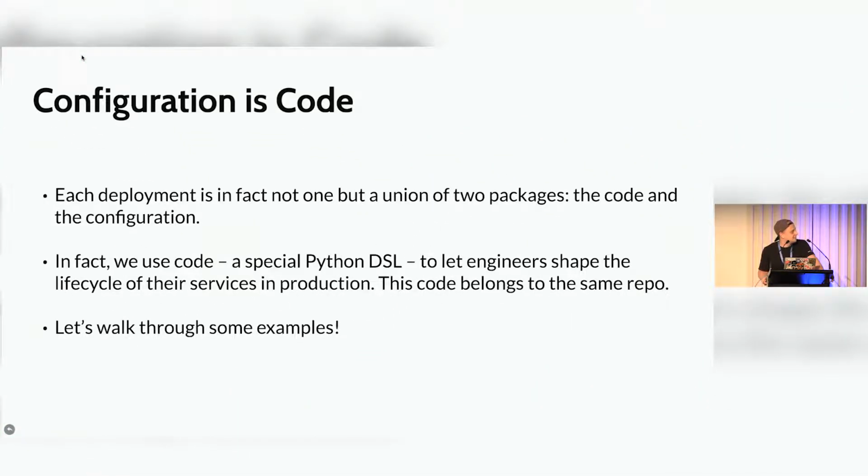The next part is that the package that we have as a result of a build is not enough to actually deploy things. We also need a second package, which is the configuration, which is the way we're going to actually deploy things, right? And for this, we also use code, which is a really good idea, I think. So we have a special Python DSL that I'm going to show you later. This Python DSL is supposed to let engineers, the service owners themselves, define what is going to happen with the service once it hits production. And this code belongs to the same repo as the code itself, so they just stay next to each other.